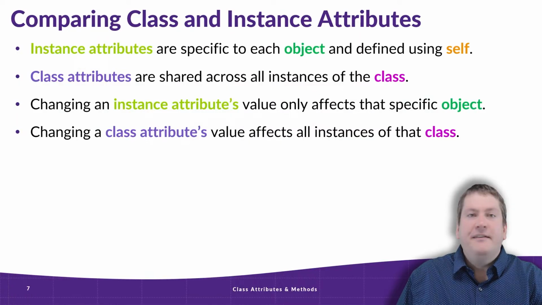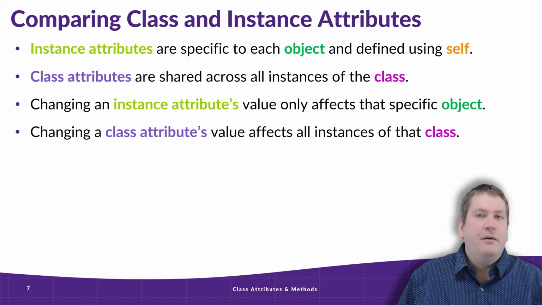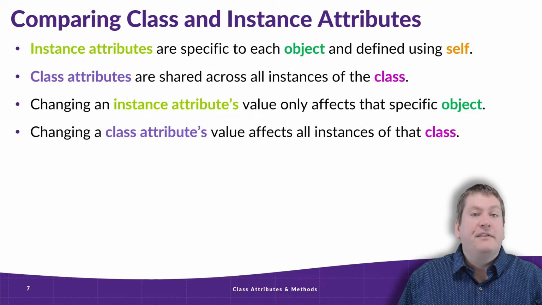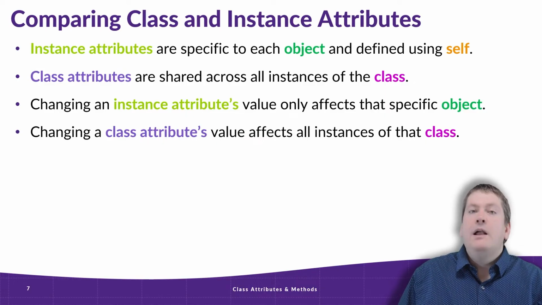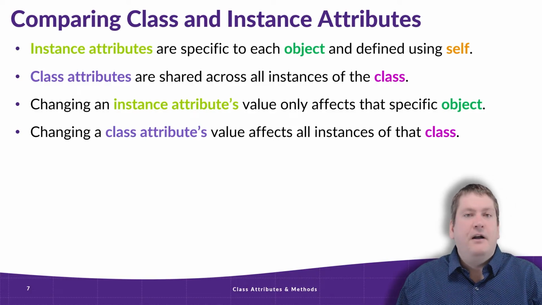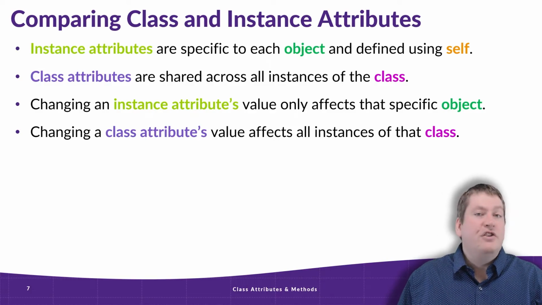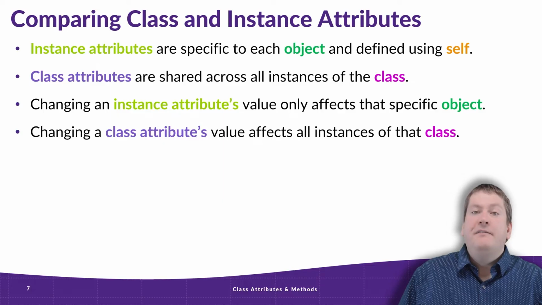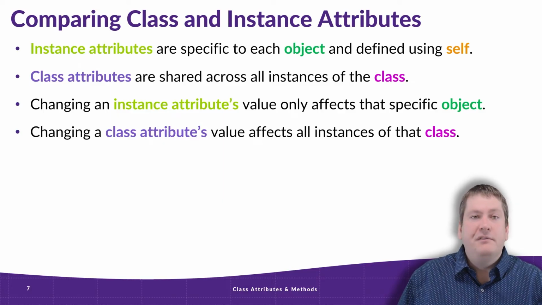Now, let's summarize the differences between class and instance attributes. Instance attributes are specific to each object, and we define them using the self keyword. That's that parameter that we give to methods. Class attributes are shared across all instances of the class. Changing an instance attribute's value only affects that specific object, whereas changing a class attribute's value affects all instances of that class, and they both have their different uses.